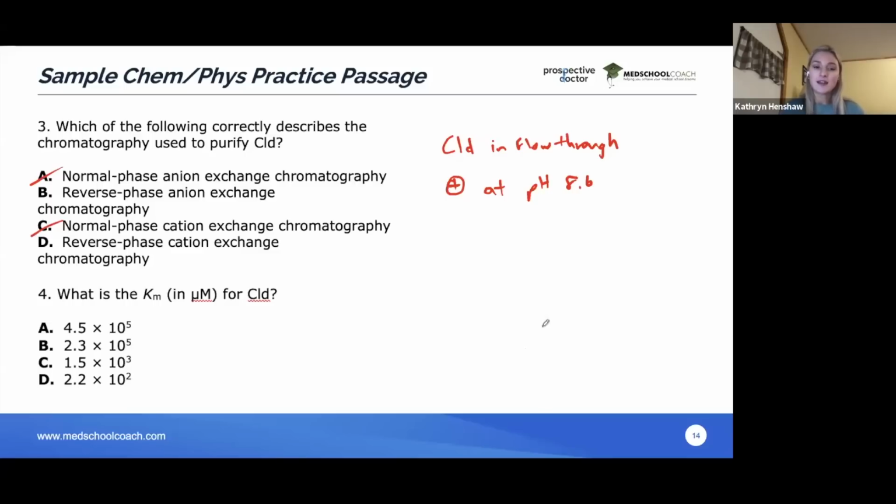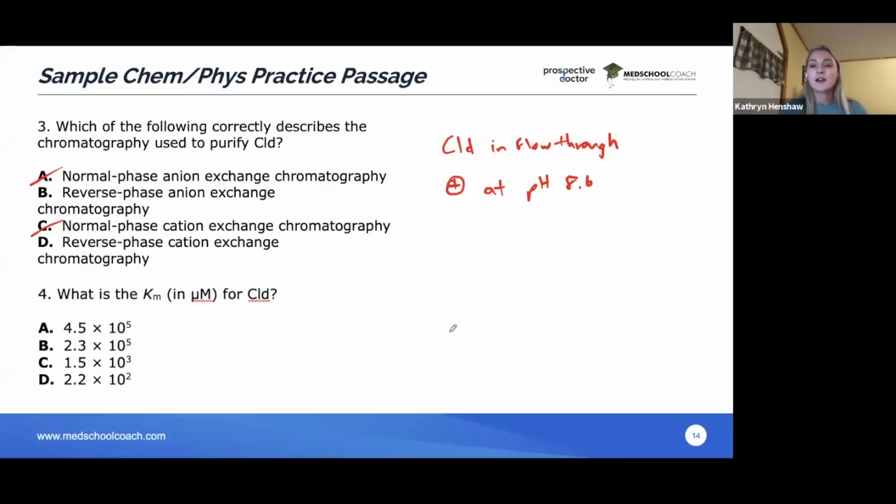Then we're left with anion exchange and cation exchange chromatography. So we have to think through this one, and students often get confused about the names for these types of chromatographies because the name is actually what they bind. So anion exchange chromatography binds negatively charged particles, and then cation exchange chromatography actually binds positively charged particles.